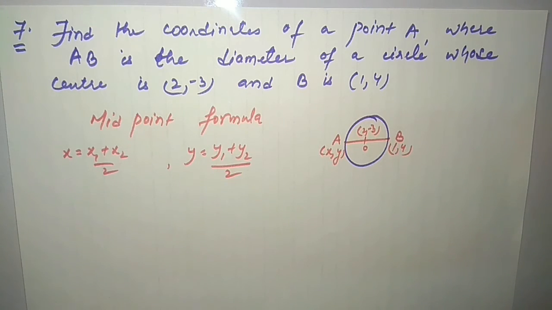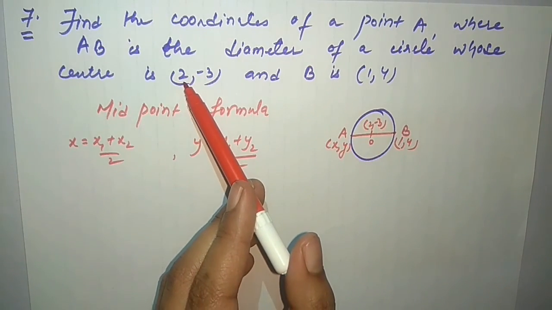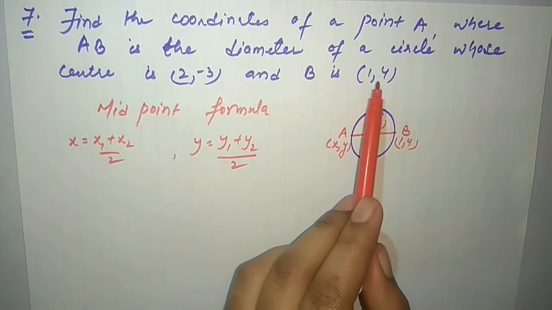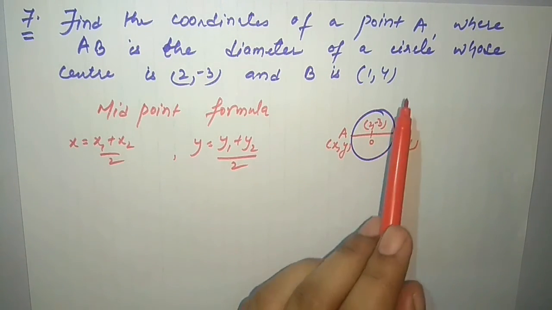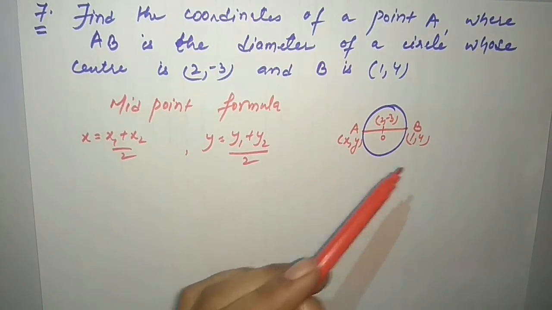As we know that the center of the circle is the midpoint of the diameter. It is in between the points at the ends of the diameter. Now we are given the center is (2, -3) and one of the points is (1, 4), that is B, and we need to find the coordinates of A.